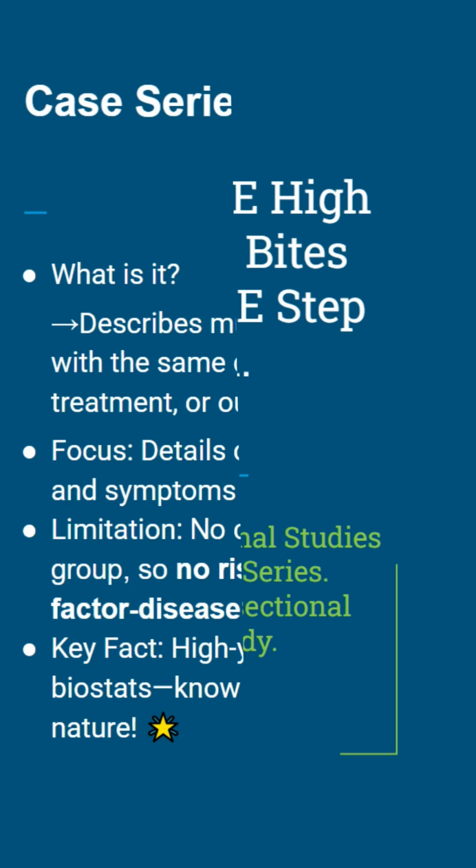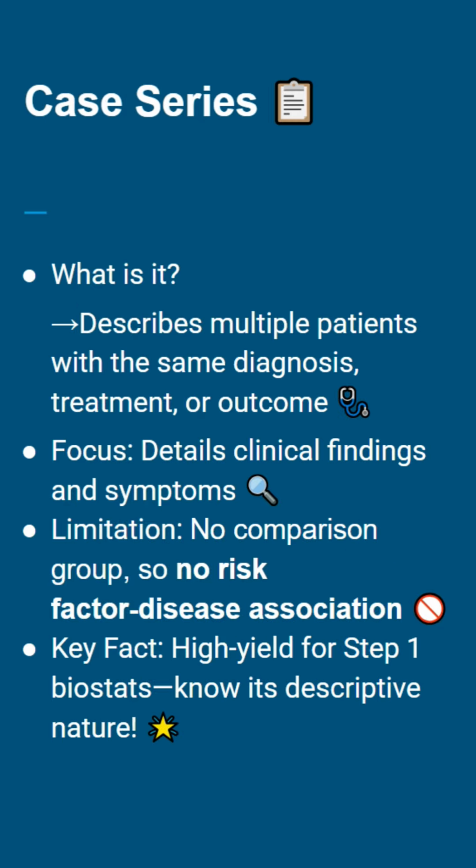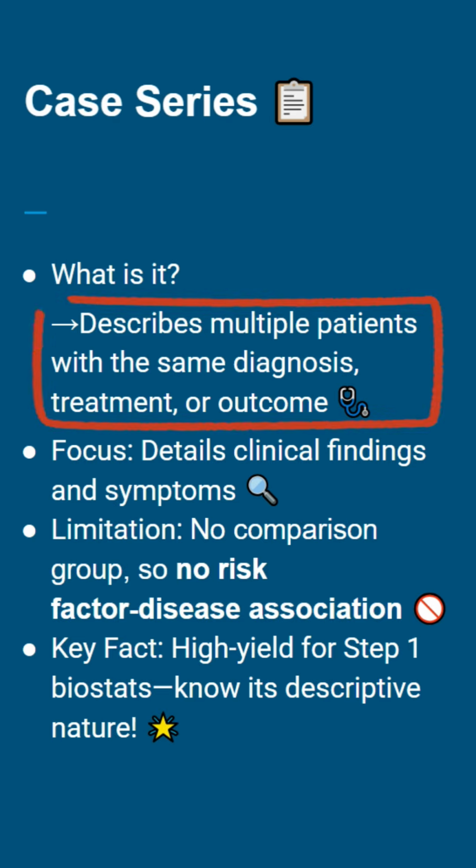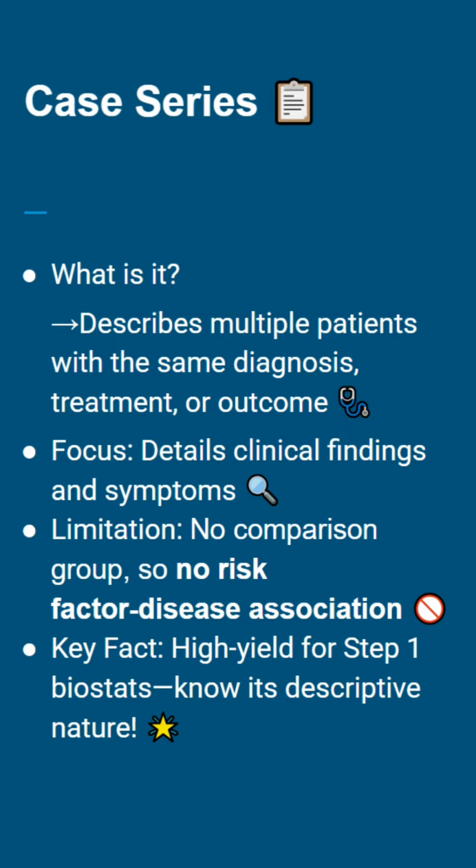Now let's hit the next slide. Alright, now let's break down case series, a Step 1 biostatistics favorite. So what's a case series? It's when researchers describe a group of patients who share the same diagnosis, treatment, or outcome. Think of it like a detailed medical story about a bunch of people with, say, a rare disease. The focus is on the clinical findings and symptoms, stuff like fever patterns or unique lab results.